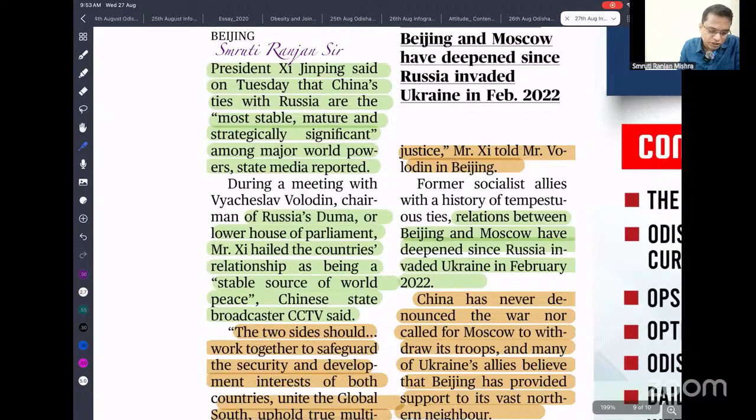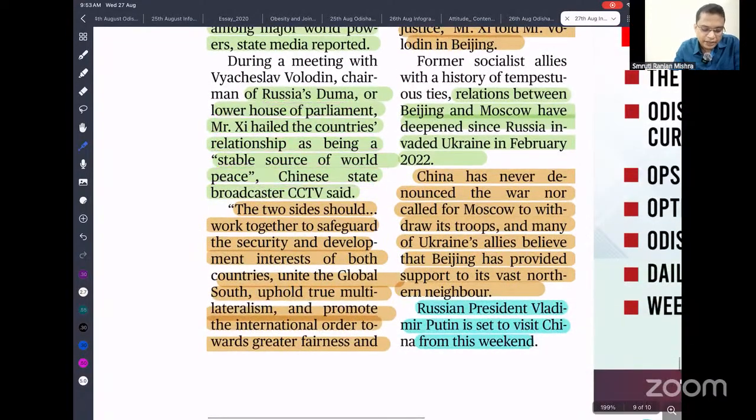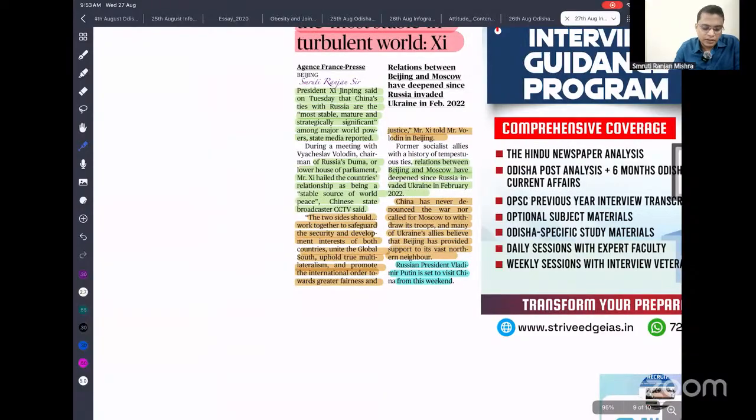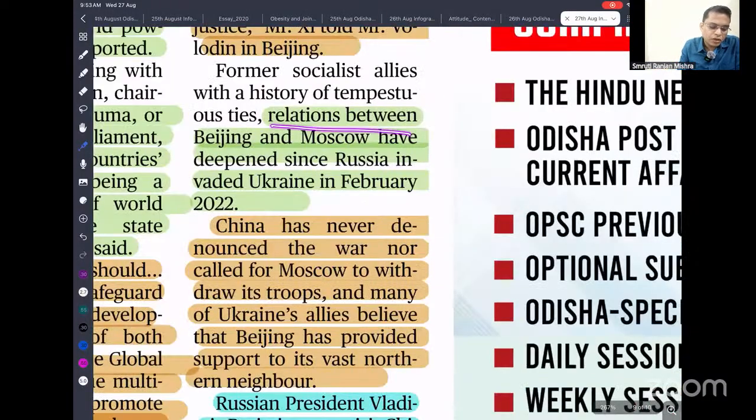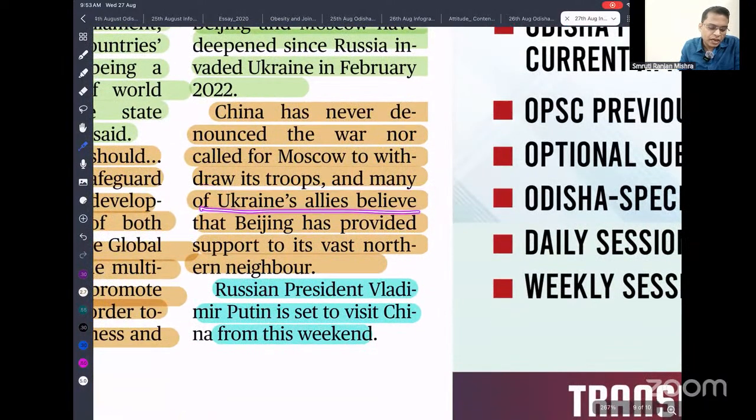The Russian Duma is also called the Russian Parliament, just like we call ours Parliament. The lower house of the Parliament held that the country's relationship is a stable source of world peace. The two sides have cemented ties because during the Russia-Ukraine war, China constantly supported Russia, including by supplying raw material. China has never denounced the war, nor called on Moscow to withdraw its troops. Many of Ukraine's allies believe that Beijing is providing support to its vast northern neighbor.